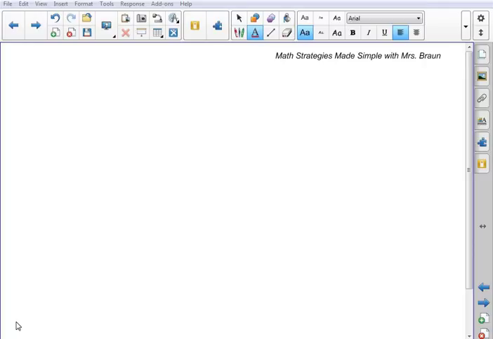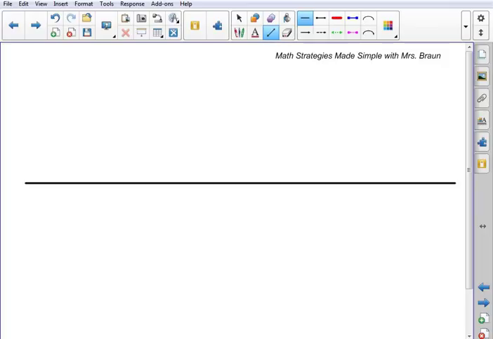Braun. Today we're going to look at a short tutorial of how to represent a fraction on a number line. And so what I'm going to do is draw a number line here. And this is going to be an open number line, meaning that I don't have any dashes or numbers previously on this. So I can make this number line what I need it to be.